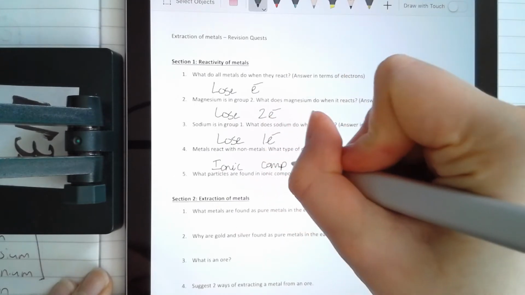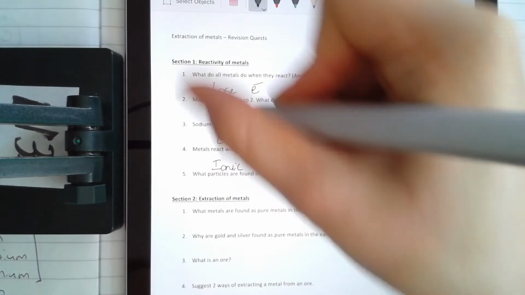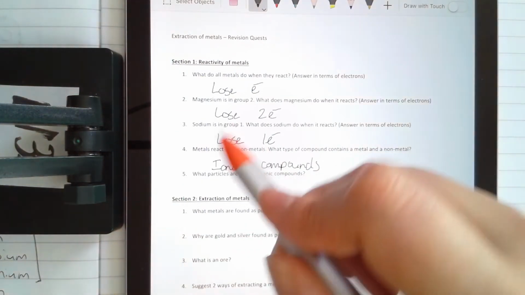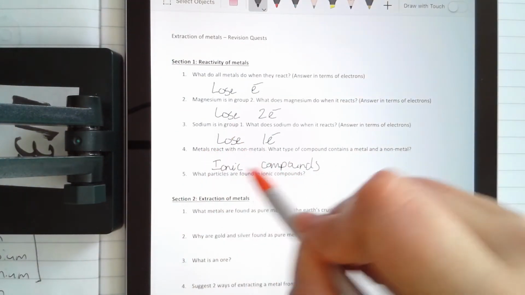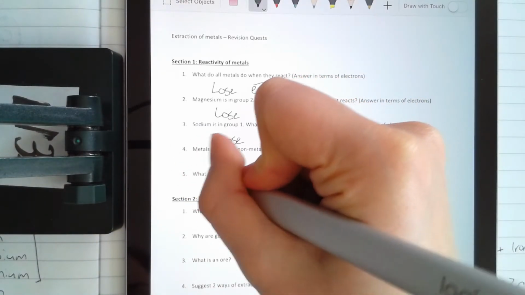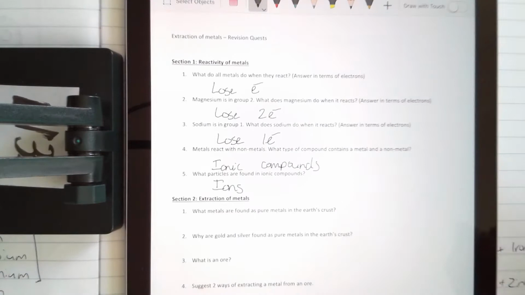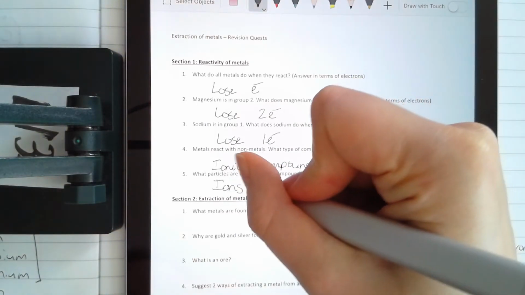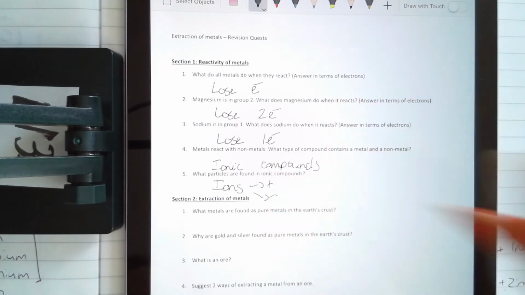Metals don't react with each other. They want to lose an electron, so they need to find something else that will gain electrons. So they always react with non-metals, and when they do, they form ionic compounds. Because you've got ionic compounds, the particles you have got are ions. That's what I mean by particles. You've got positive ions and negative ions in an ionic compound.